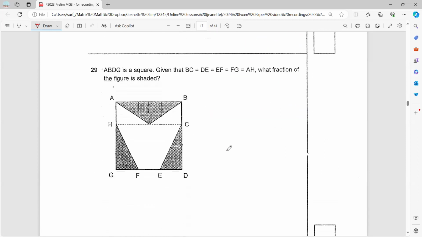Okay, question 29, ABDG is a square. Given that BC equals DE equals EF equals FG and AH. Okay, what fraction is shaded?